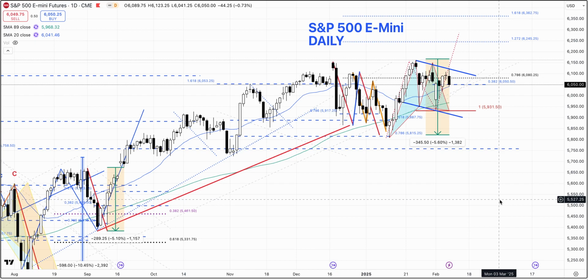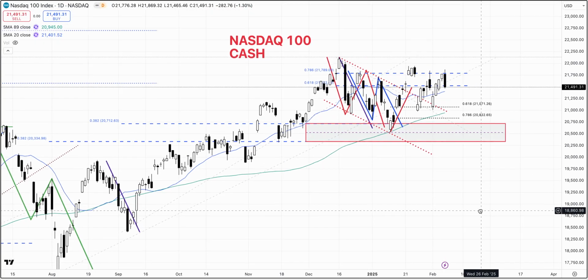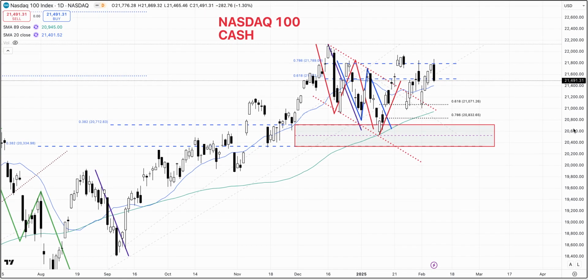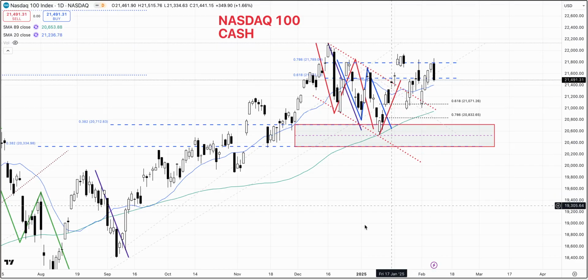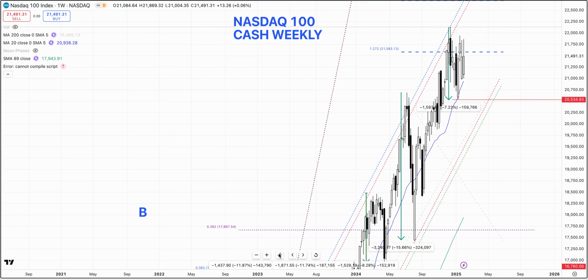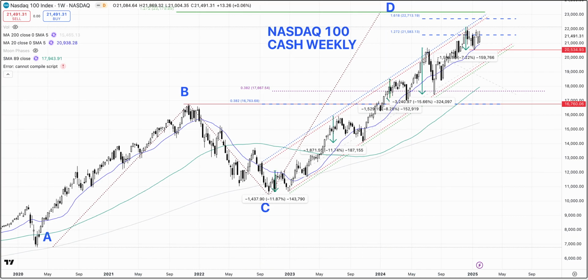Now let's take a look at the Nasdaq. So we'll take a look at this on the Nasdaq NDX, which is the cash index, and here you can see that the market is closing below the 78.6% retracement, just not able to get above that. So the market needs a bit more strength. It was down 1.3% on the cash index, and on the weekly chart, I'll show you the pattern that we have been keeping track of, which is this one, where we have the CD leg, which is the extended AB leg by 1.272. So the CD is 1.272 times the AB leg.